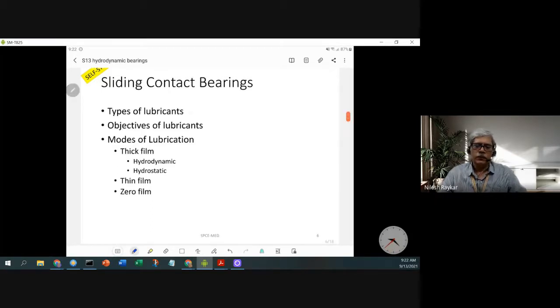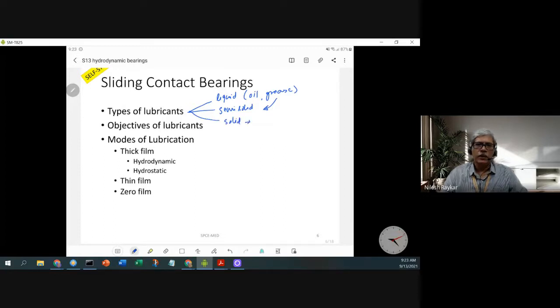So the types of lubricants are three. One is liquid, which is the most common. That could be oils, which can be mineral or vegetable oils. Then the second type is semi-solid. The grease comes in this category. And then you have solid. Solid is like a powder type of thing.